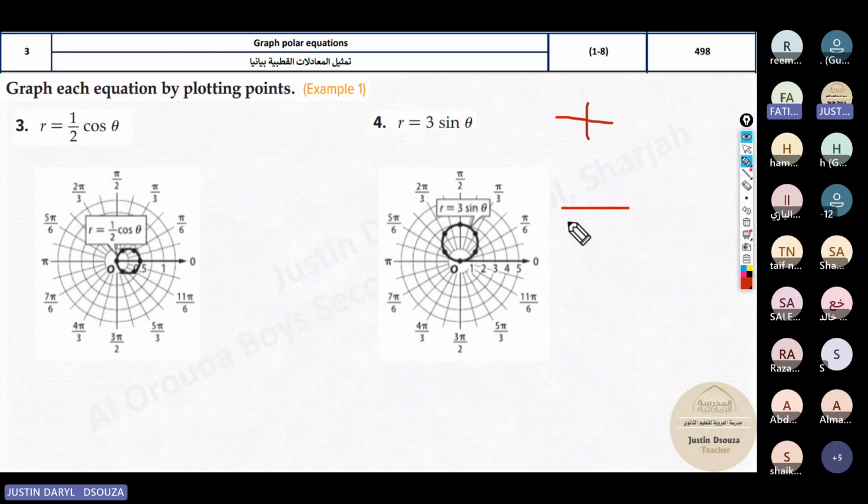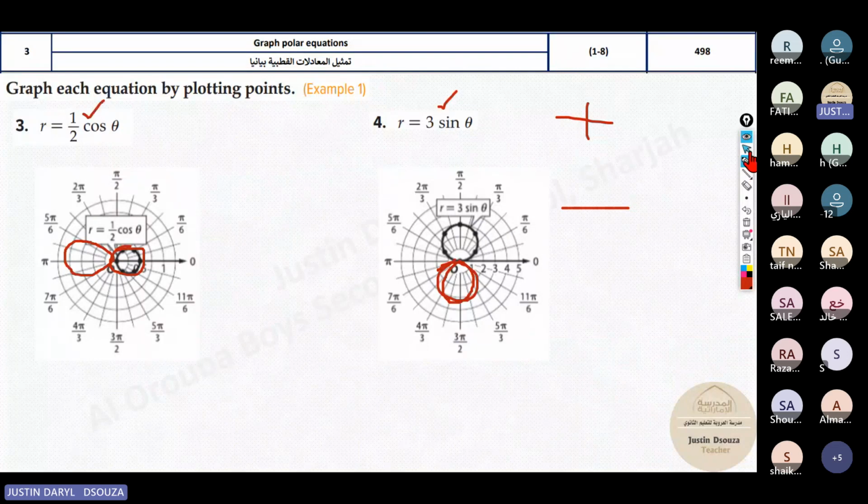If it's sine, then plus would obviously be up, and the minus would be down. And same thing for cosine. Plus is right, minus is left. If sine is plus, it's always up, and if cos is plus, it's always on the right. If sine is negative, it's down, whereas if cos is negative, it's left. So this is how you can understand cos and sine.